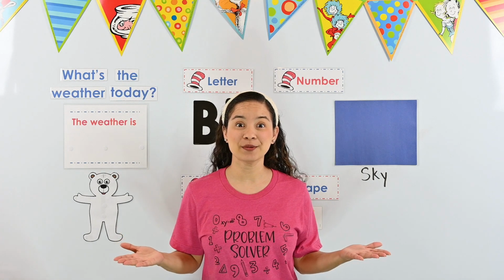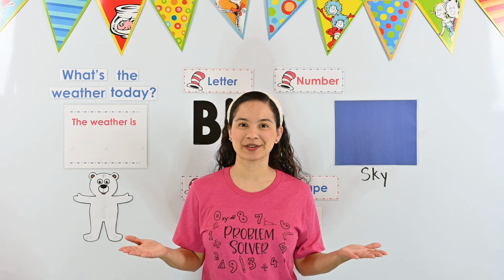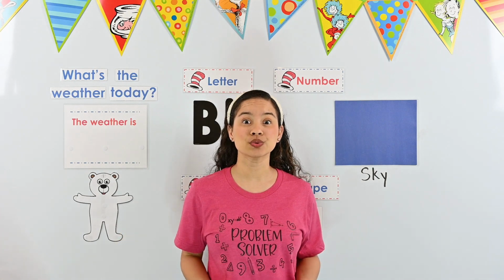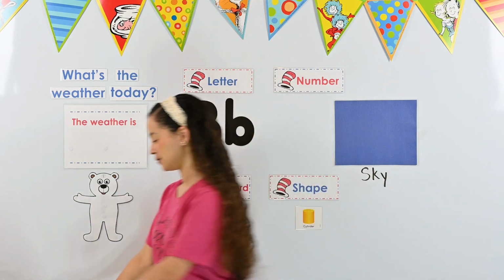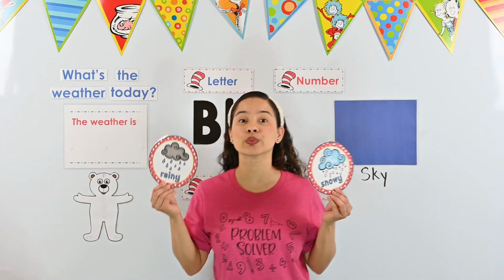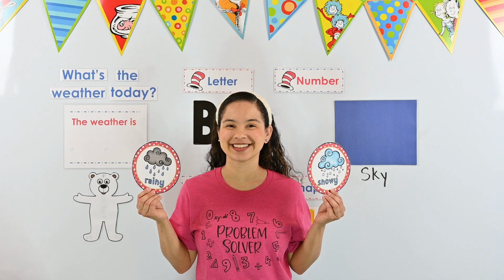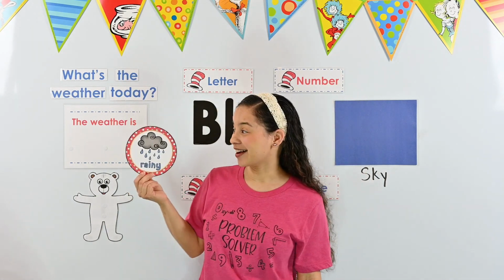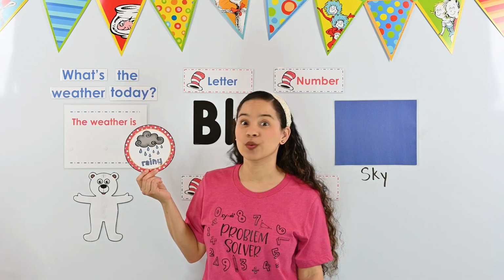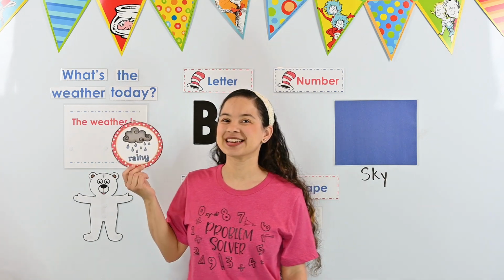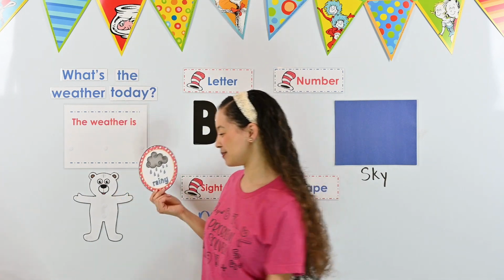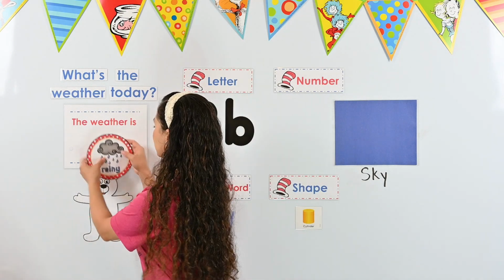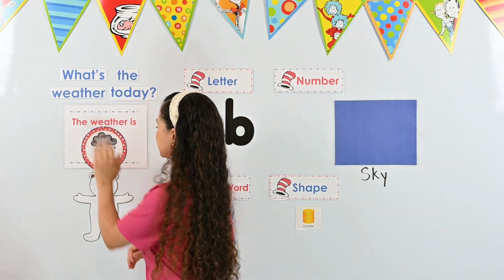Can you help me make a weather sentence? Perfect. First, we need to choose a picture. Which picture shows a rainy day? If you chose this picture, I agree. I see dark clouds with rain falling down. This is definitely our rainy day picture. Let's add it to our weather sentence.